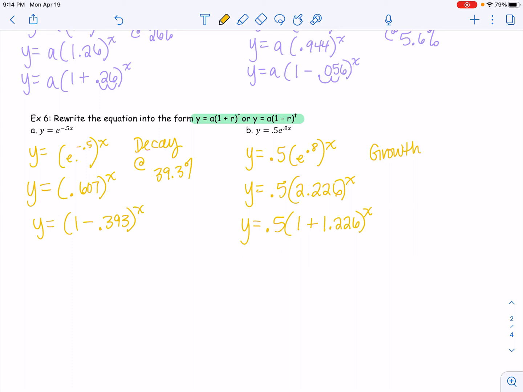So think about this. Whatever this application is dealing with, is growing at a rate of 122.6%.